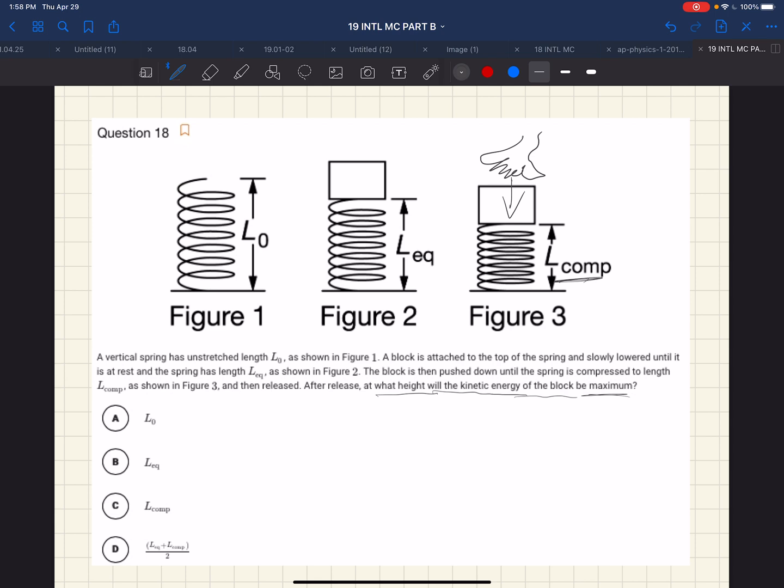So, if we compare this setup to a horizontal spring, we have a spring attached to a wall, and there is a block. And this is the equilibrium position, and that's like this one below it. What we do then is we stretch it to here, or we compress it to here, which is the case here. We have compression. We compress it to here.